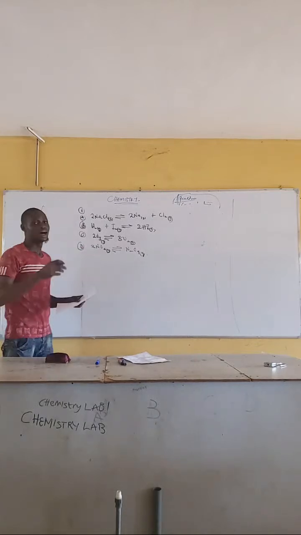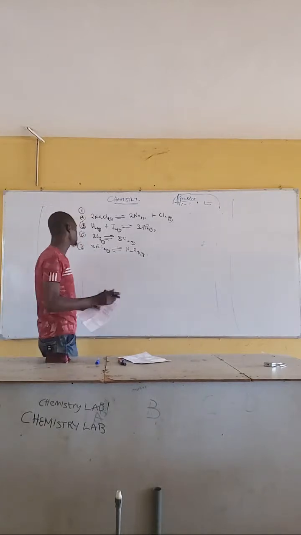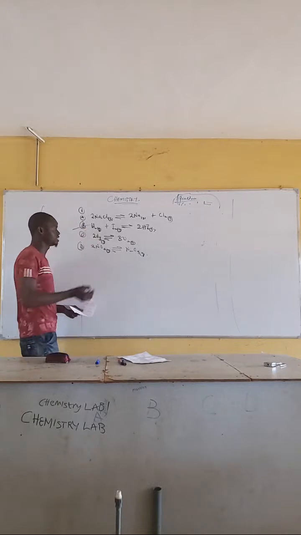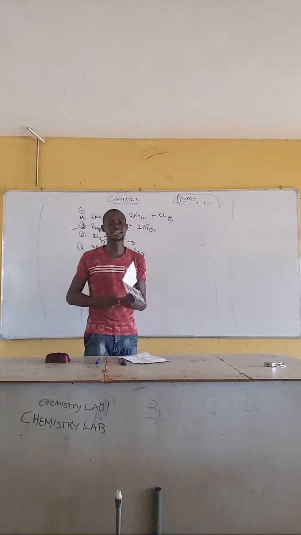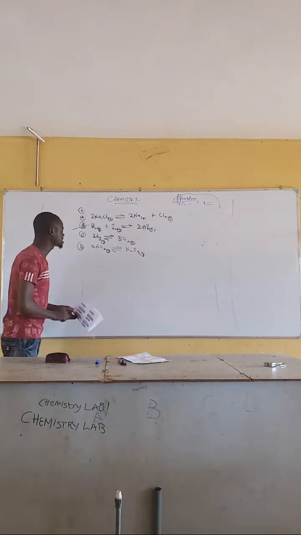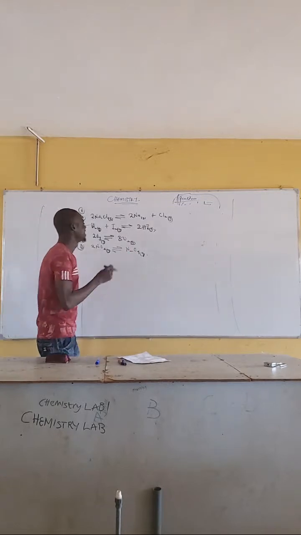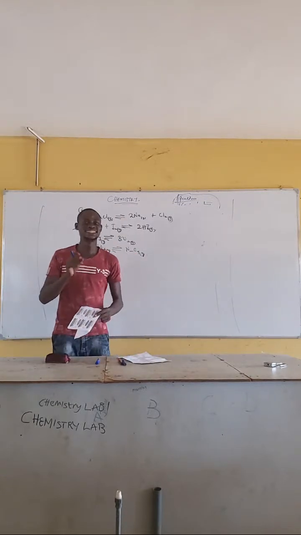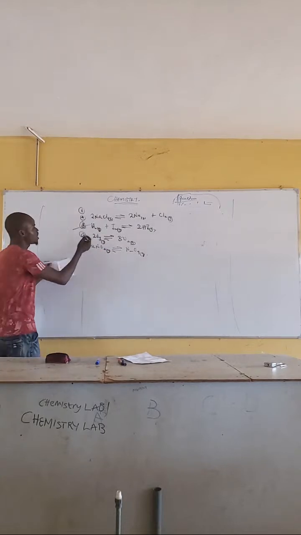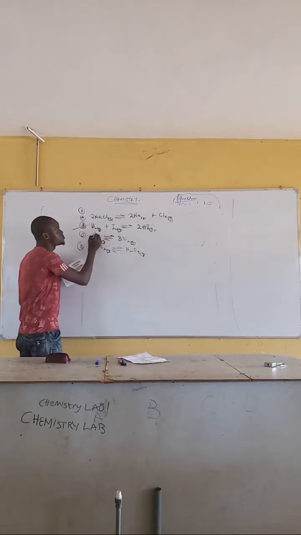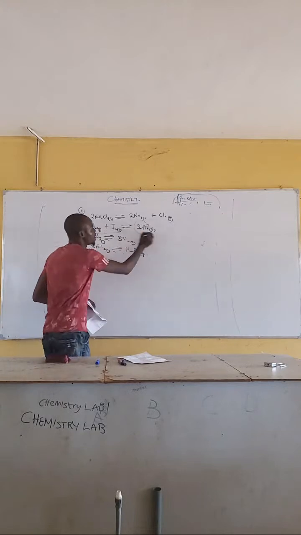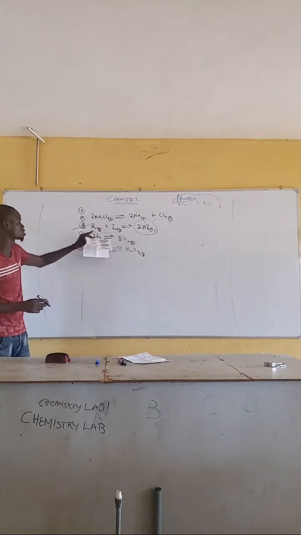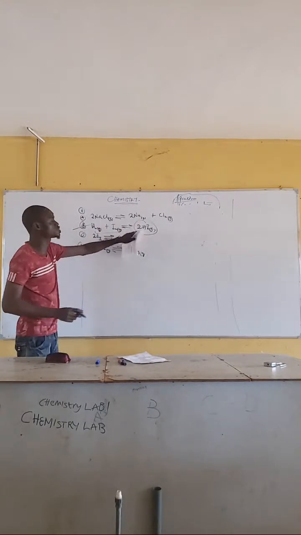Now, before the count of 1, the answer should be B. I think I've been able to answer this question before anybody answered it. So the answer is B. Why? Because the number of moles of this is equal to the number of moles of this, which is 1 plus 1 to give 2. This is 2, this is 2, it is equal.